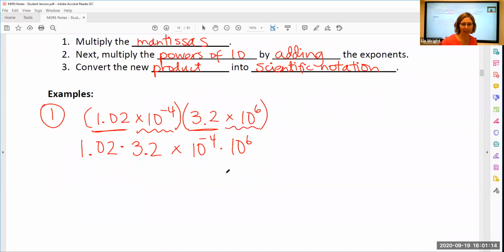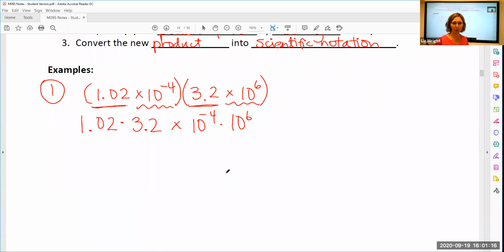Then I want you to take your calculator and do 1.02 times 3.2, and what you should be getting is 3.264 for that. And then for our powers of 10, we're going to use our rules of exponents, and we have the same base here. So what do we get to do with those exponents? We're going to add them. So we have times 10, negative 4 plus 6 is going to be 10 squared for that one.